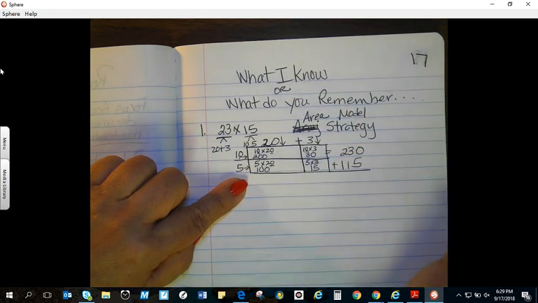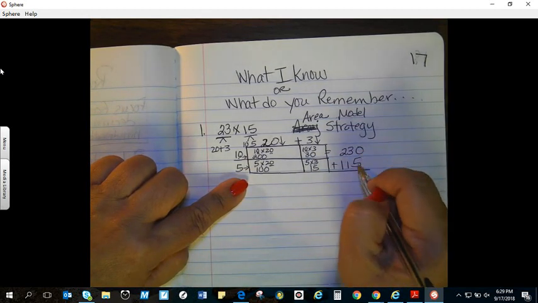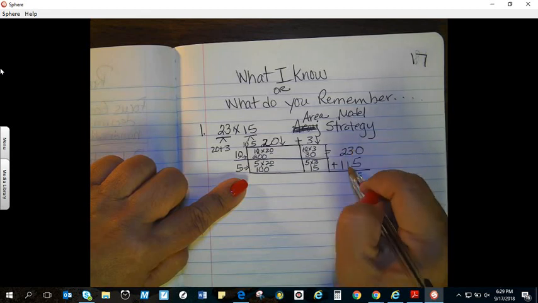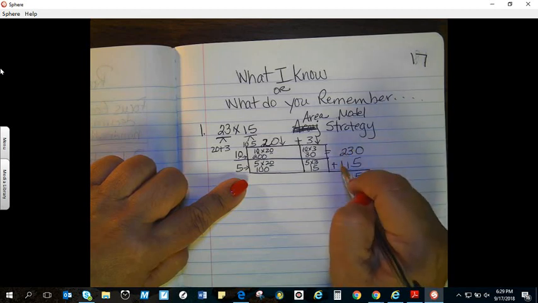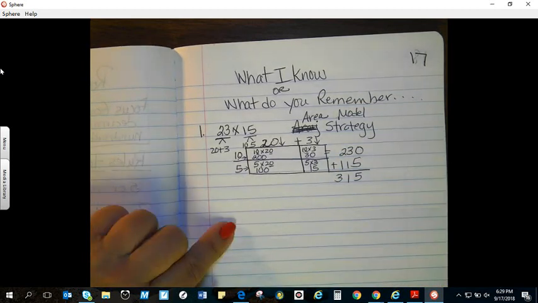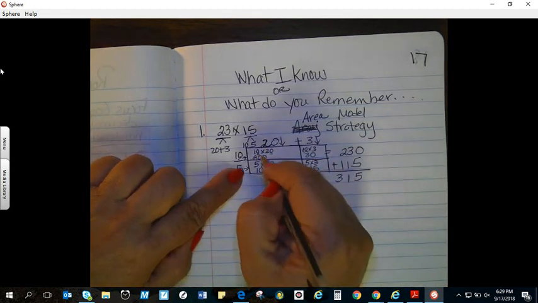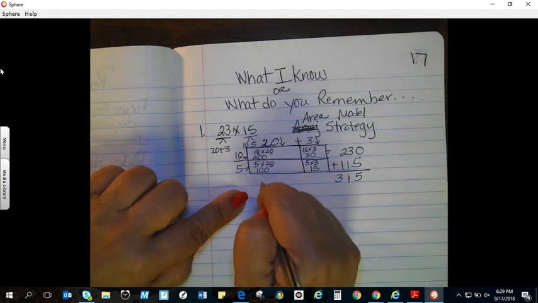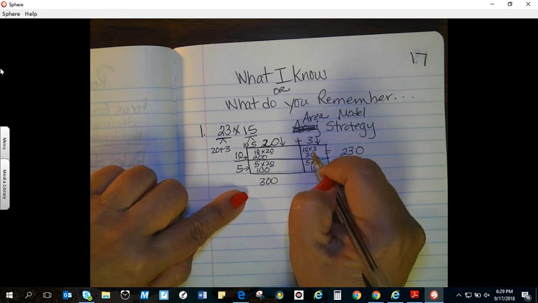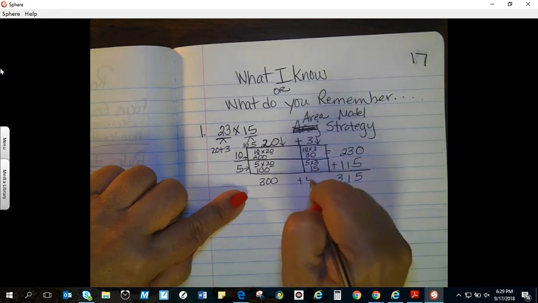Add up that total amount. 0 plus 5 equals 5. 3 plus 1 is 1. 2 plus 1 is 3. So you can do it that way, or again, you can just do it up and down. 200 plus 100 equals 300. And I have 30 plus 15, which is equal to 45.